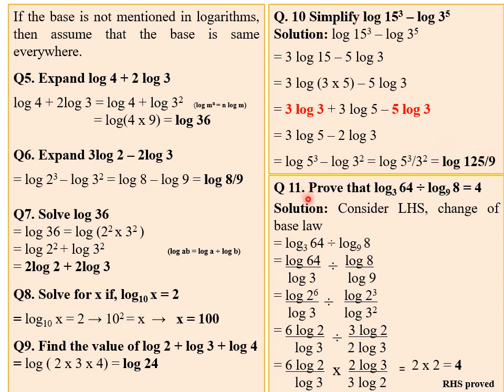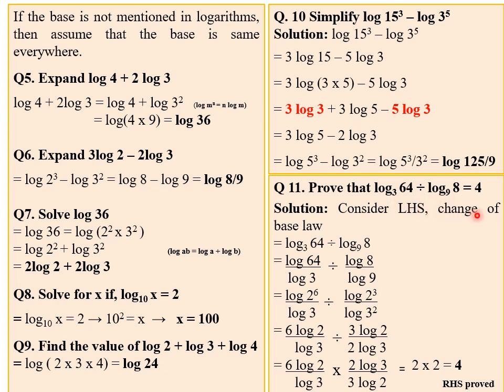Next question. Here you have to prove that log 64 to the base 3 divided by log 8 to the base 9 is equal to 4. So here you can see this whole thing is your LHS, nothing but your left hand side, and your 4 is RHS. So you have to prove that these two are equal. In such type of problems, you will take first only the LHS or the left hand side.